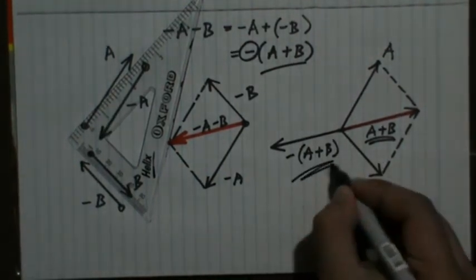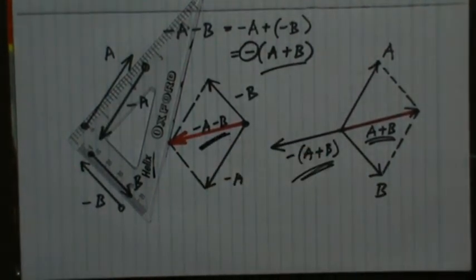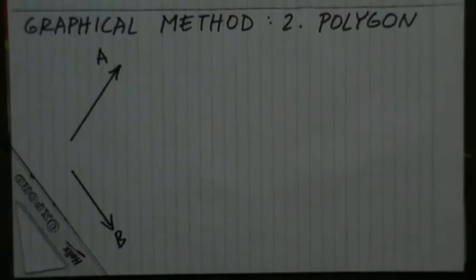And this is the same with this one. The second method of vector addition that I would like to discuss with you is the polygon method.